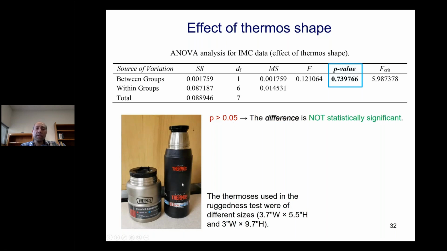changing the shape of the thermos without changing the capacity, or both of them have the same capacity, I think 16 ounces. So if we just change the shape of the thermos, it doesn't have a significant effect on the ice melting capacities.